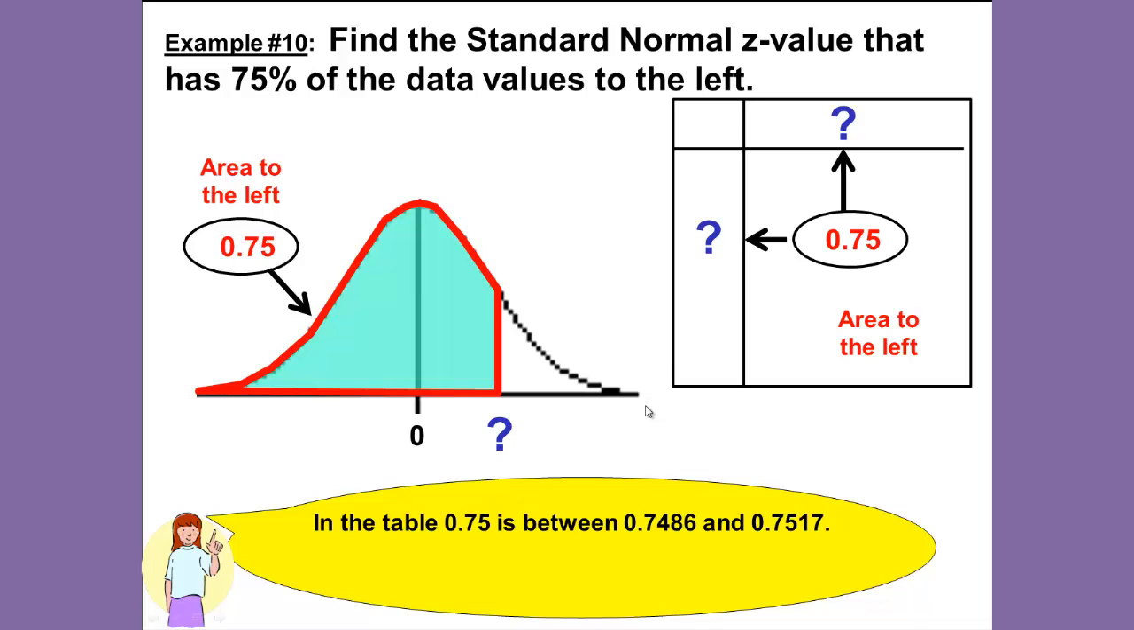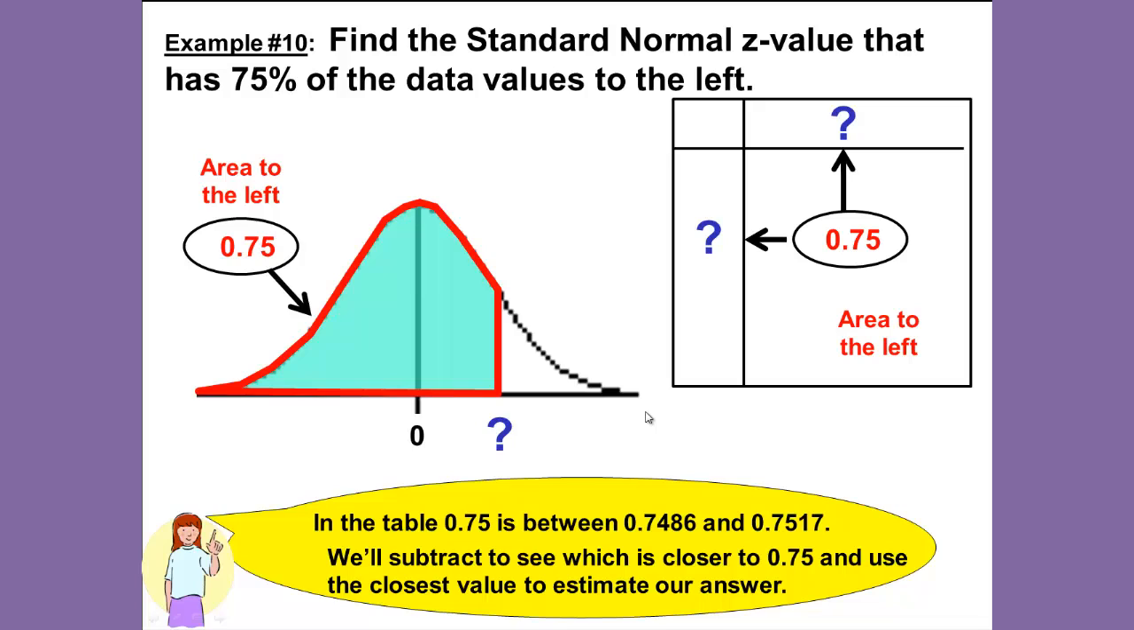Some students can do this naturally, others need to do the subtraction to figure that out. So we'll do the subtraction to see which is closer to the 0.75 and use the closest value as our estimate to our answer. So simply subtract 0.7486 minus 0.75. That gives us negative 0.0014, and 0.7517 minus 0.75, and that gives us 0.0017.